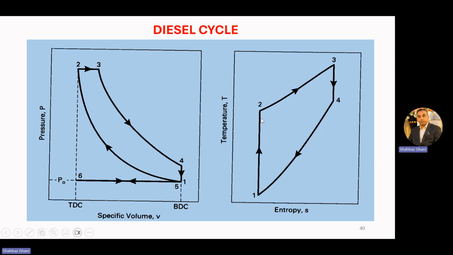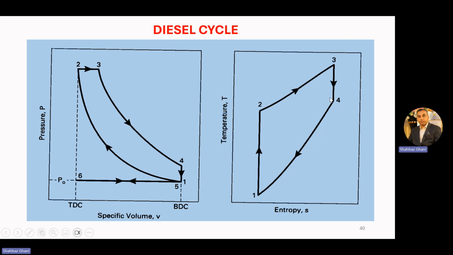Now, from 1 to 2, you have a compression stroke. Temperature is rising, pressure is rising. Then from 2 to 3, you have combustion. So peak values are obtained at point 3. Pressure is still rising, temperature is rising. 3 to 4, you have a power stroke. But remember this: the temperature at the end of the power stroke is still higher than the temperature at the end of the compression stroke.